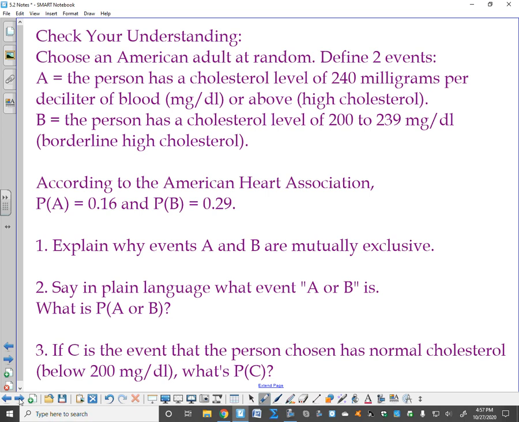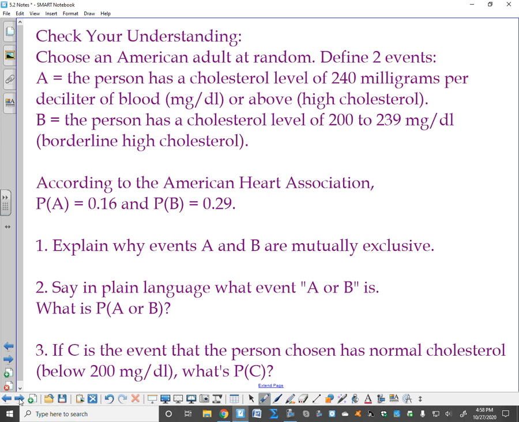Okay, let's take a second. Let's process that information. I haven't read a thing about what they're asking yet. What can you tell me about event A and event B? They are mutually exclusive. You cannot have someone who is in group A and who is also in group B. It cannot happen. You have one cholesterol level. You get one number. So it can't be in both groups. So these two events are mutually exclusive.